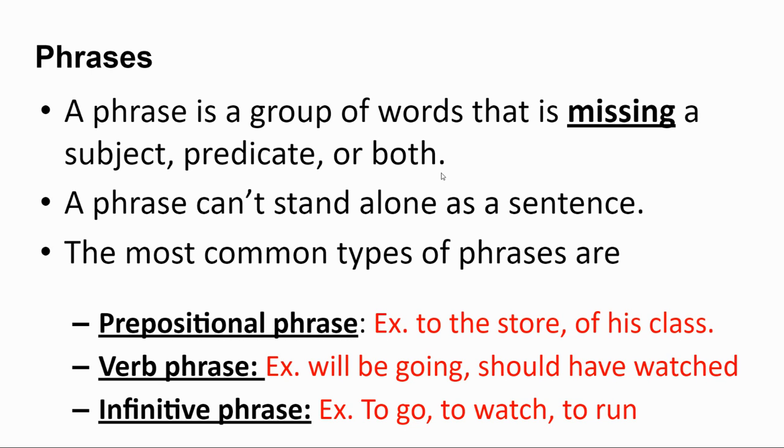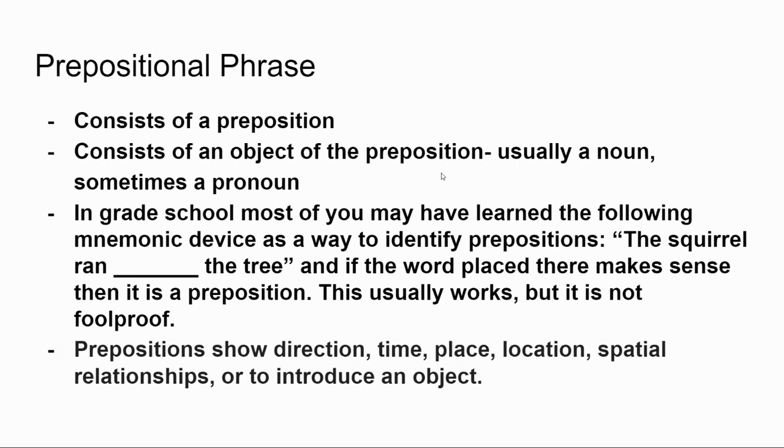Okay, so again, prepositional phrases, surprisingly, consist of a preposition. And every prepositional phrase has an object of a preposition, usually, dun dun dun, a noun. Sometimes it'll be a pronoun, but almost always it's a noun.